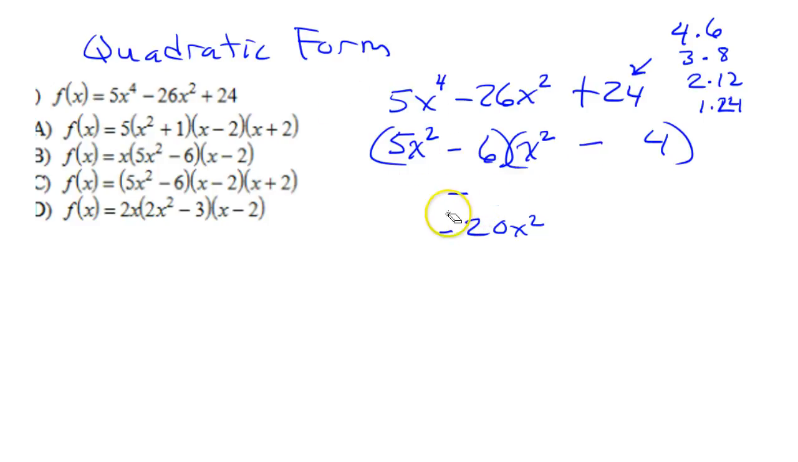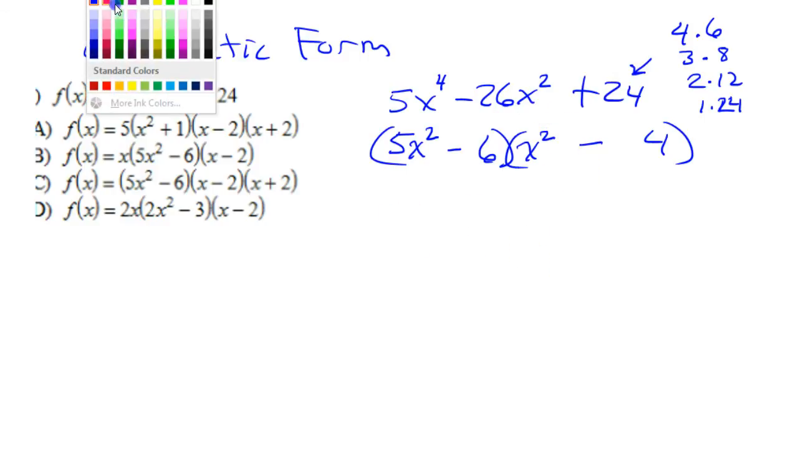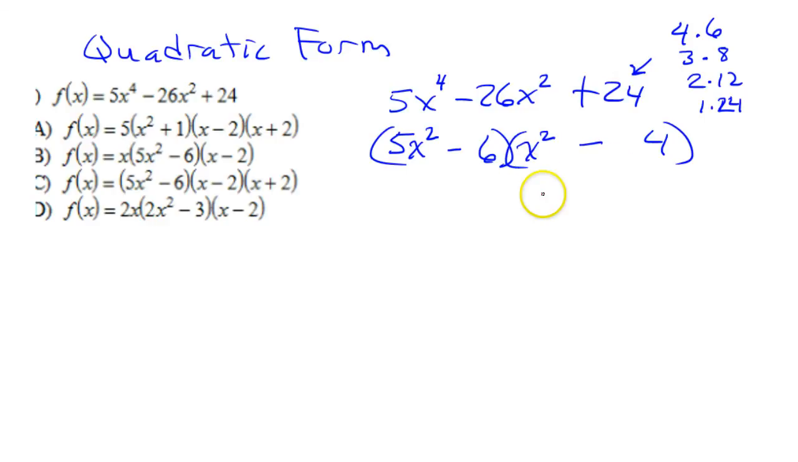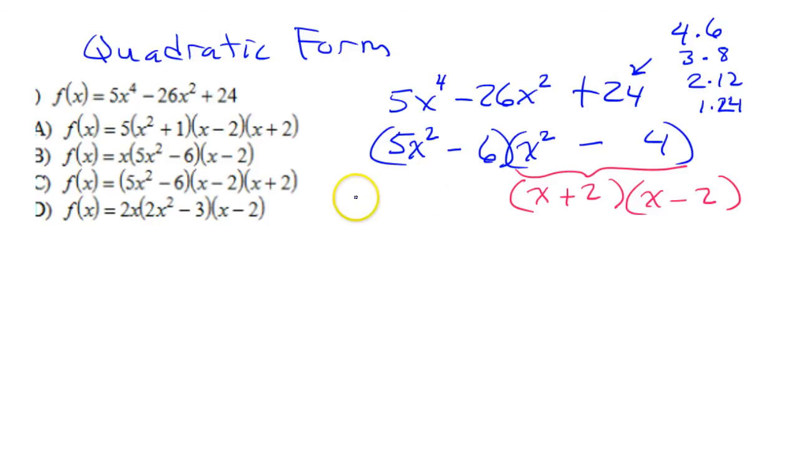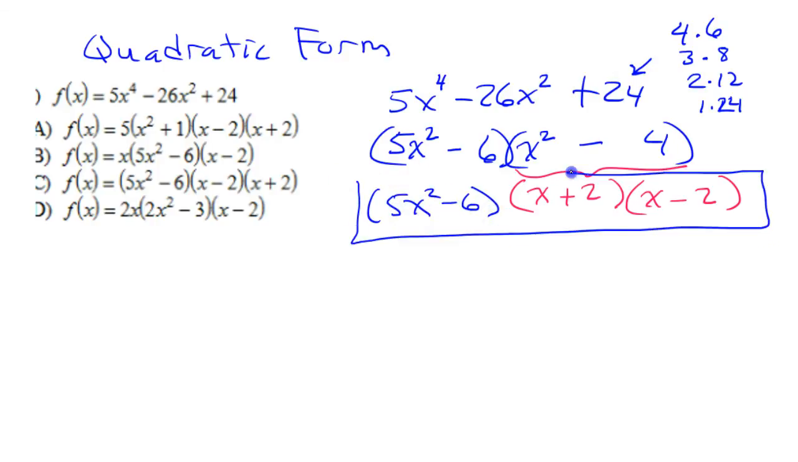So I have factored it, but I'm not finished. I have not factored it completely. I'm hoping that you can notice that x squared minus 4 can factor more, because this is the difference of two squares. So this will be x plus 2, x minus 2 if you factor this down. There's nothing else I can do with the 5x squared minus 6, so I'm going to bring that down. So this is now factored completely.